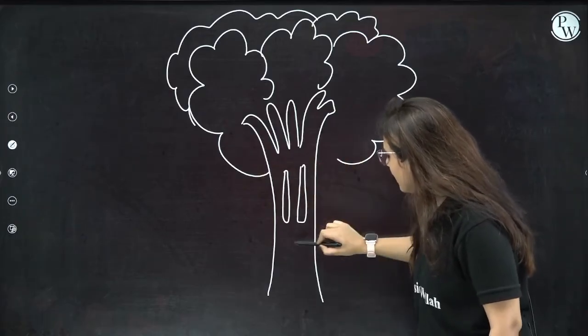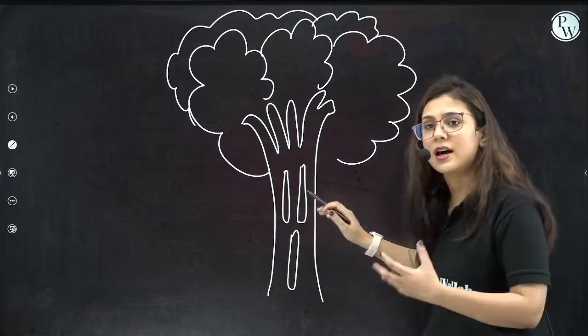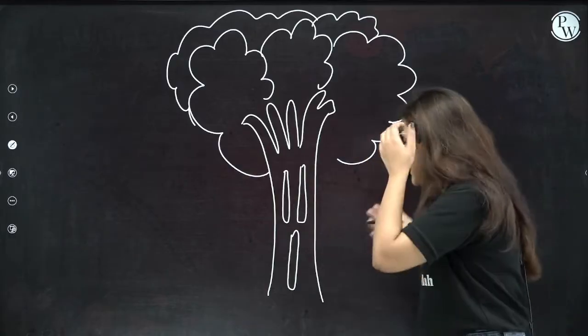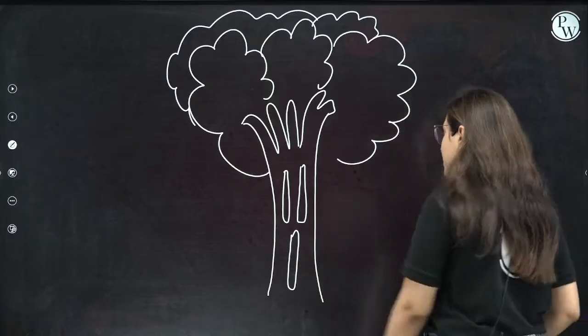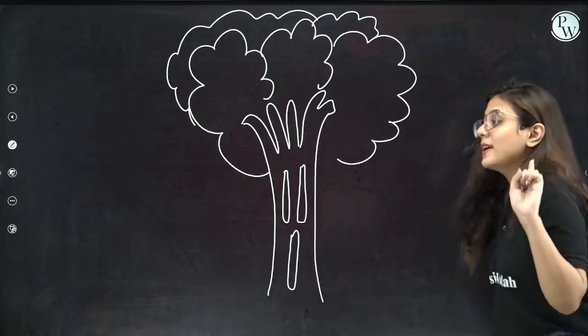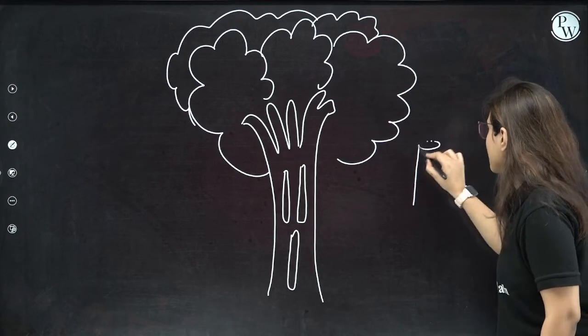These are the cells. Obviously, I'm making the cells in a large size, but in reality, these cells are not that large. So there is this complex tissue. Now, the processes that are helping in transportation of water.